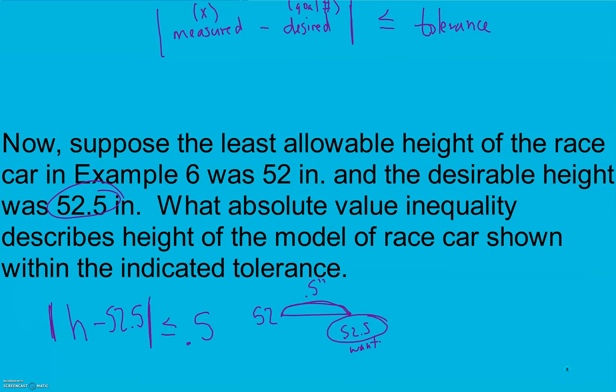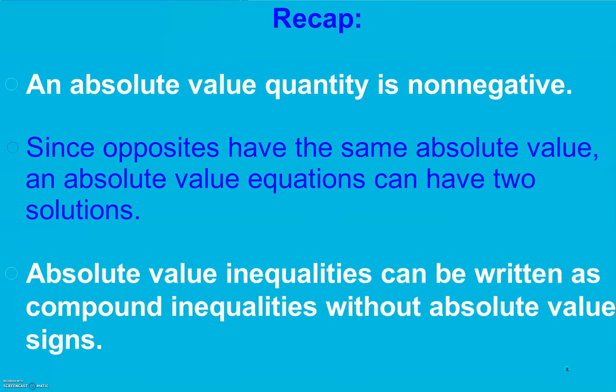Quick recap here. An absolute value quantity is non-negative. Since opposites have the same absolute value, an absolute value equation can have two solutions. Absolute value inequalities can be written as compound inequalities without absolute value signs. And that's all I have for section 1.6.